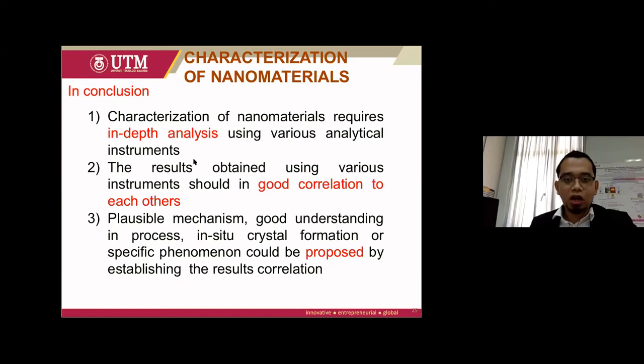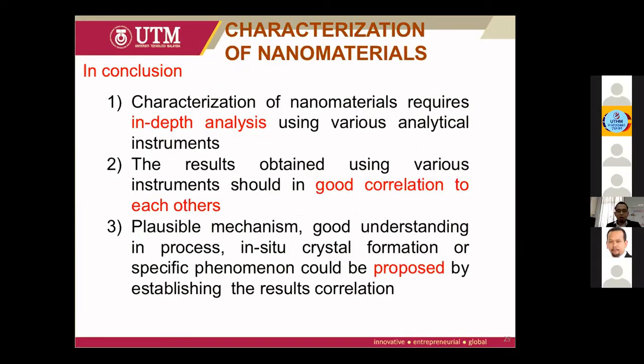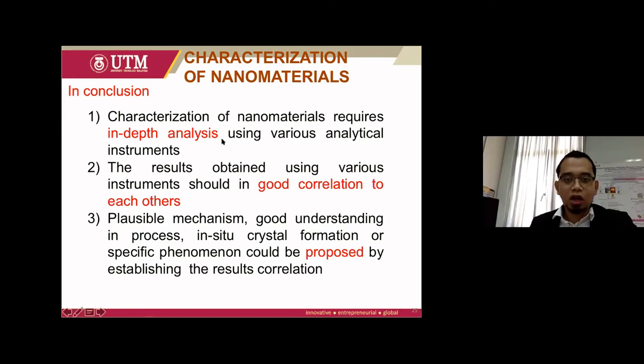Based on the characterization you have done, take note that you can always propose something. This is the postgraduate or researcher level. You propose something based on what you already obtained, meaning that you can propose a mechanism, the process changes, how the crystal forms, and how a specific phenomenon happens. That is what we call contributing factors. So that is your contribution to the research society. Meaning that you are able to propose something based on the in-depth analysis, based on the good correlation between the analytical studies.